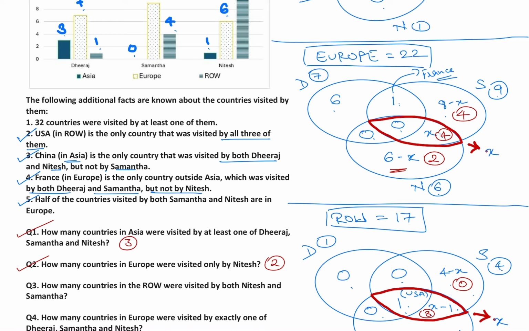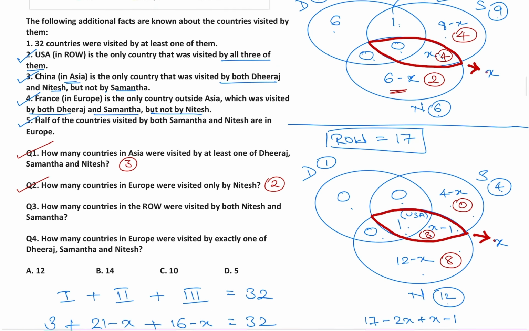This is done. How many countries in the rest of the world were visited by both Nitesh and Samantha? In rest of the world, countries visited by Nitesh and Samantha. So Nitesh and Samantha, countries visited by both of them will be 3 plus 1, that is 4. So 3 plus 1 is 4. So the answer to my third question is 4.